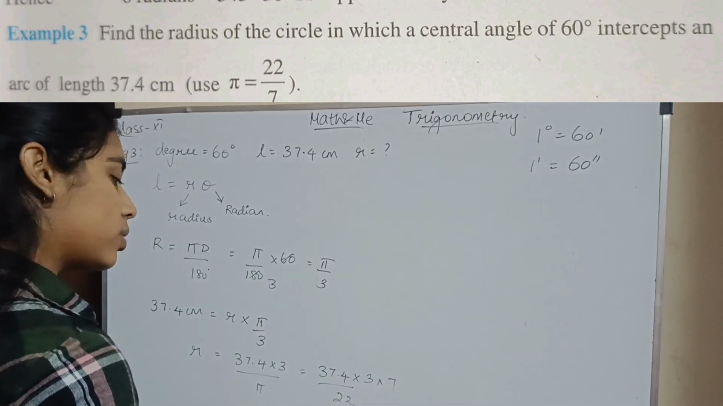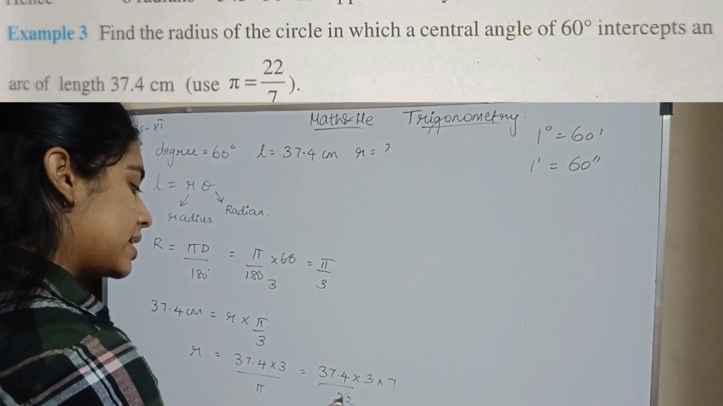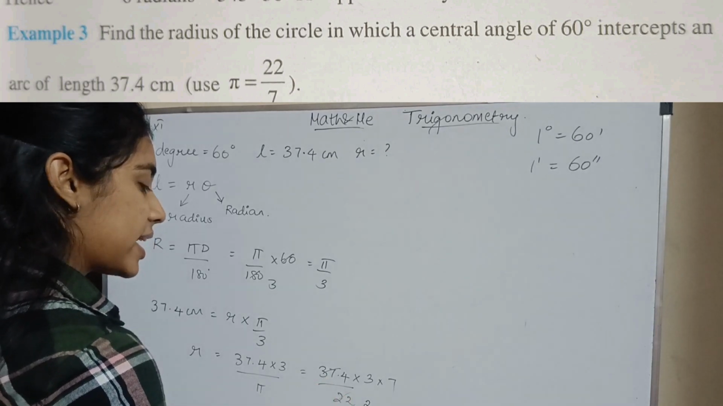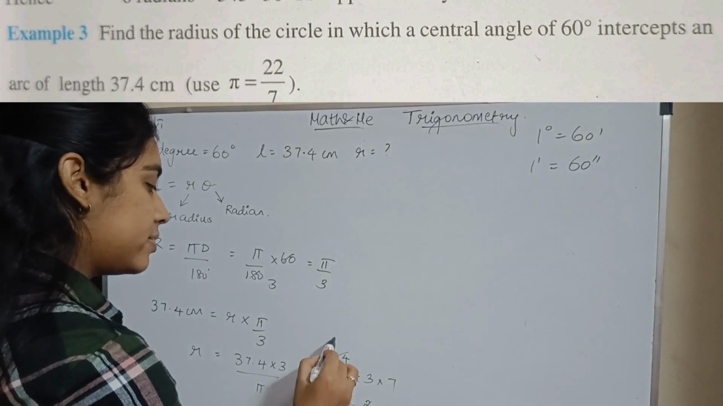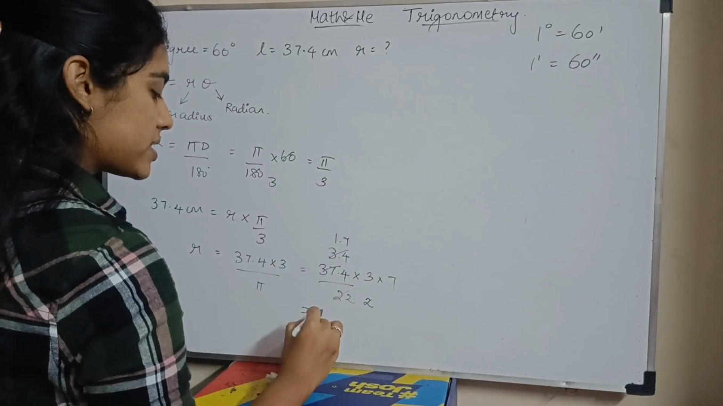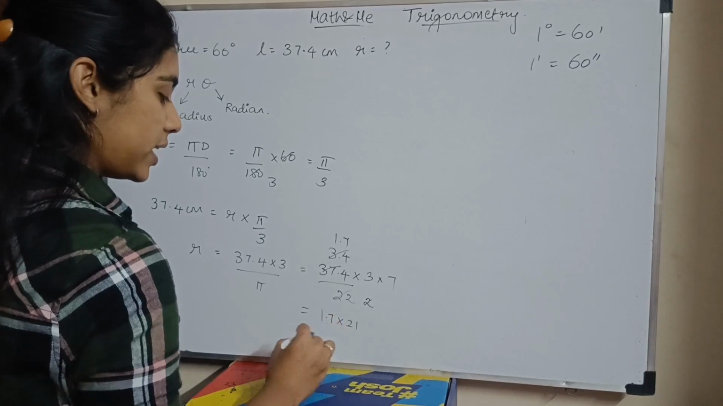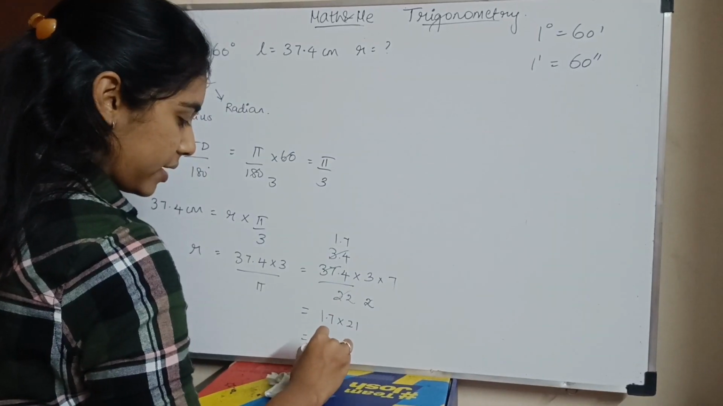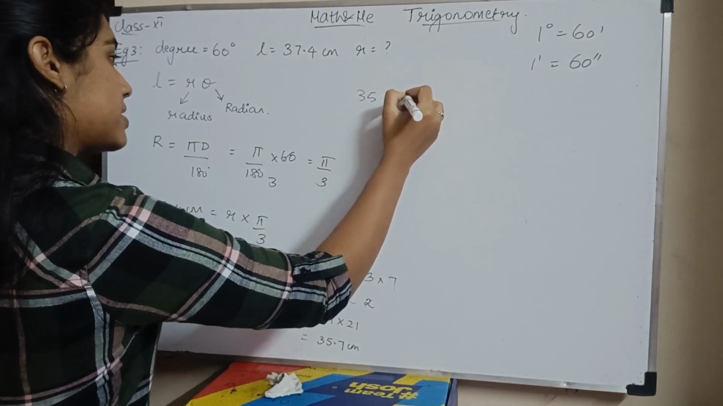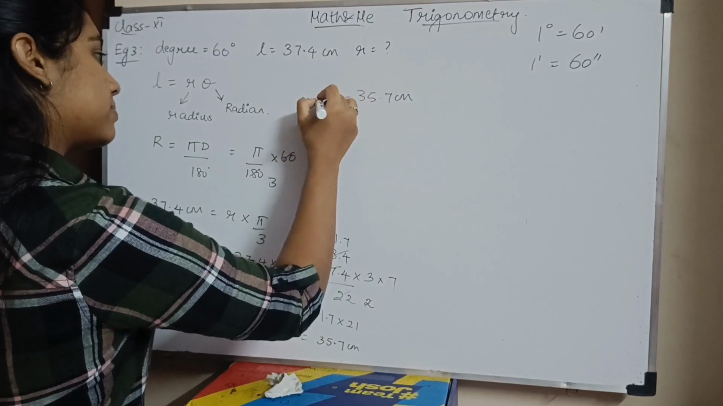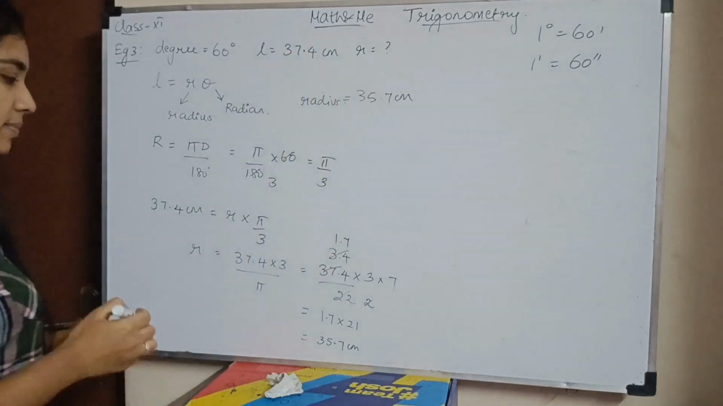So can we bring the 7 to the numerator? What am I left with? 11 2s are, cancelling by 11, 11 3s are, 11 4s are. So 3.4, then I have 1.7. So 1.7 times 21 will be 35.7 centimeter. So my final answer is 35.7 centimeter is my radius. Okay.